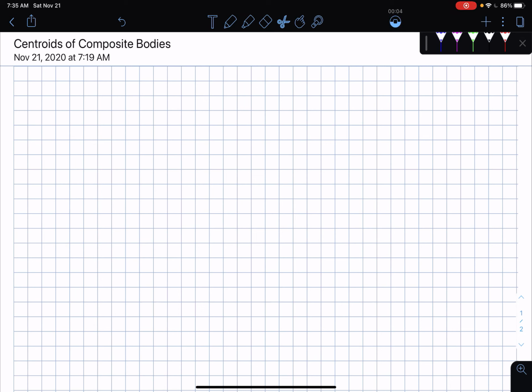Today we are going to be looking at the centroids of composite bodies. The aim for today is essentially to familiarize ourselves with the concept of a centroid, and then we will look at an example problem. So the aim is to look at the concept of centroids, and our focus will be on centroids of composite shapes.